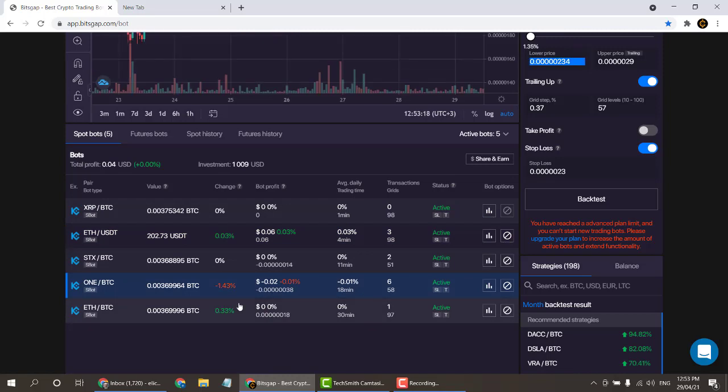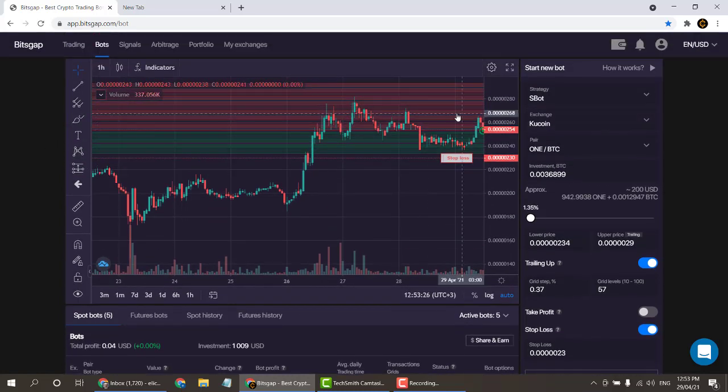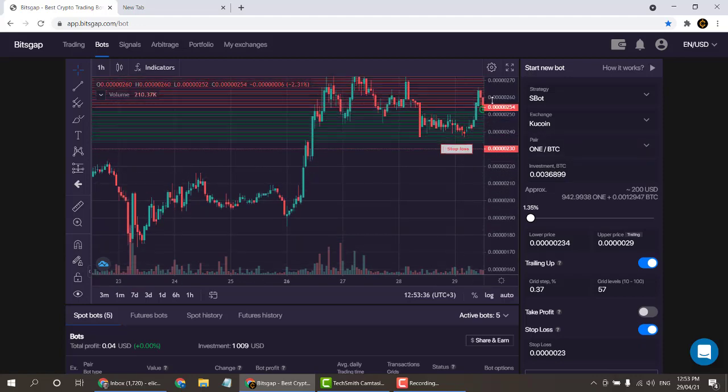It's interesting to note that soon after you start grid bots, sometimes you start to see a bit of red. It's nothing to worry about at all. The market's constantly going up and down. So after I started the grid bot, it started to go down. Let's just take a look there.